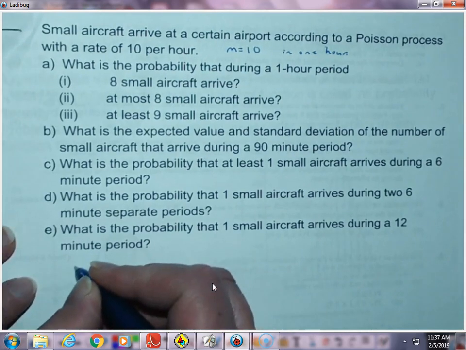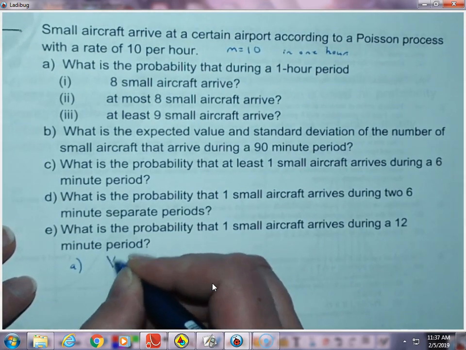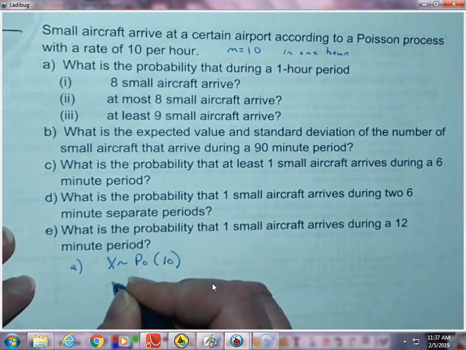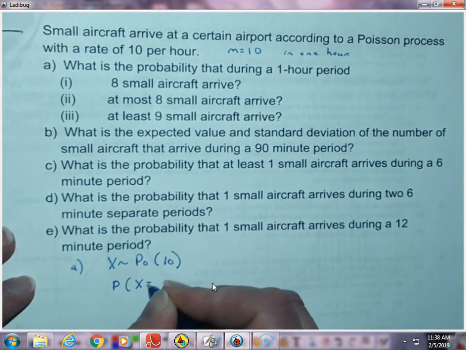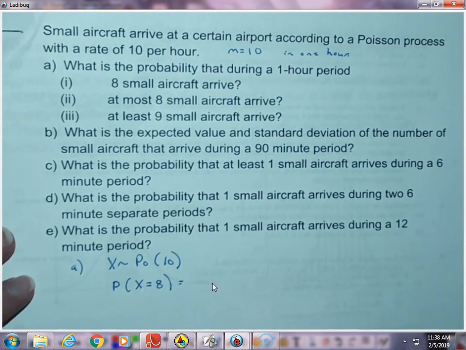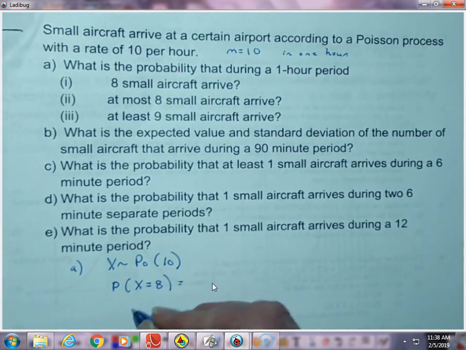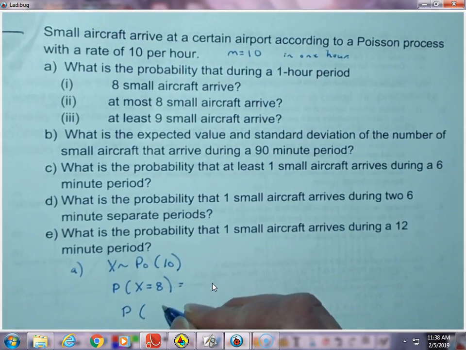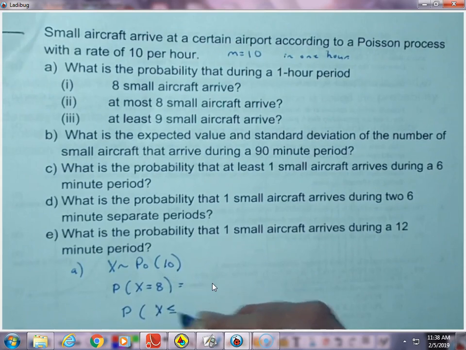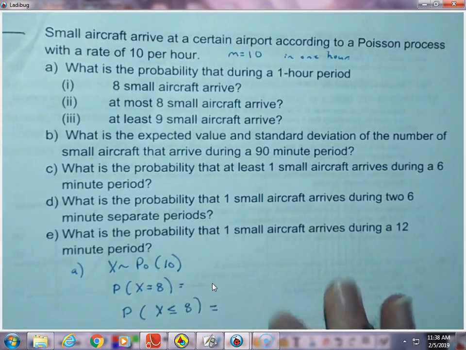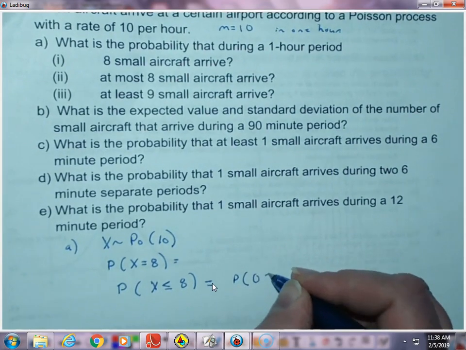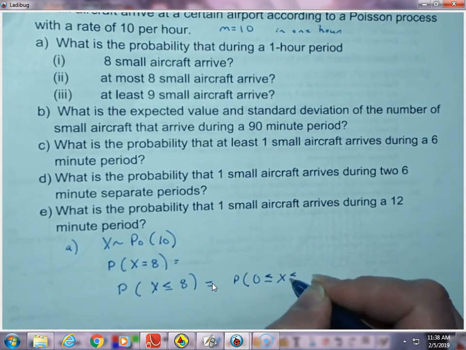Okay, so for A, I'm going to say that this is a Poisson distribution with an average of 10, and I'm going to find the probability that X is 8. And then I'm just going to write out all of them. We're going to do the probability at most 8, so what would that look like? And then if I want to do a cumulative, what is that going to be in between? 0 and 7. So it has to be less than or equal to, right?